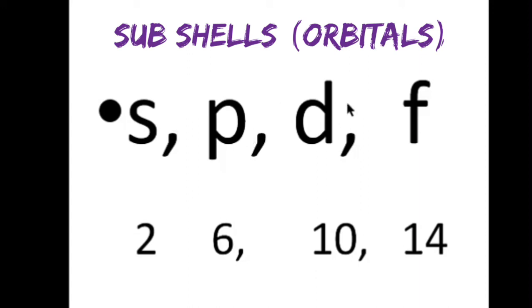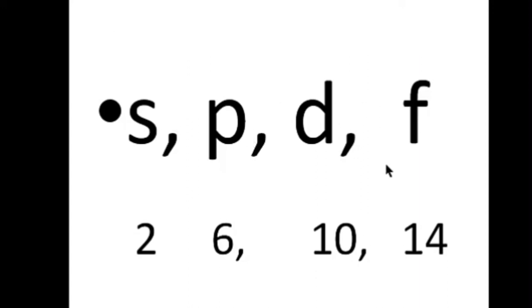Now where will these orbitals be? See, K shell has a single orbital, that is s orbital alone. L shell has 2 orbitals, s and p. M shell has 3 orbitals, s, p and d. And N shell has 4 orbitals, s, p, d and f.